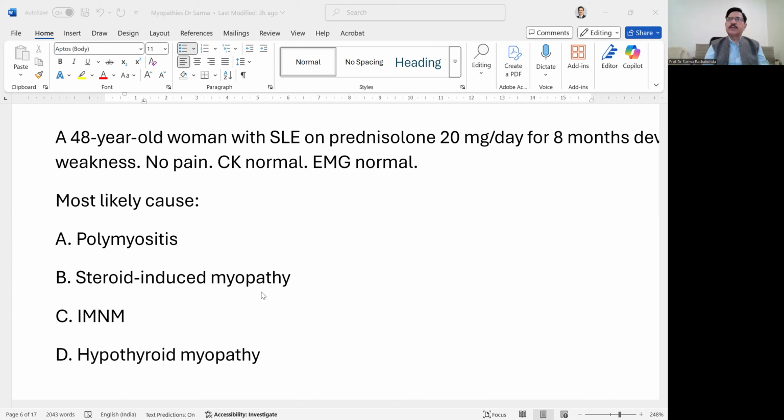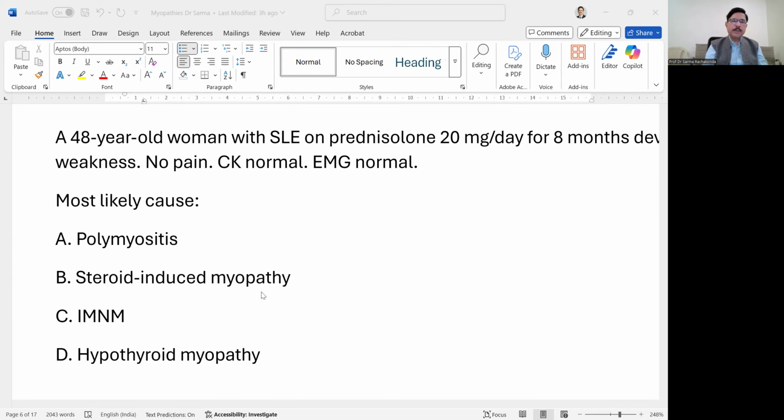If it is inflammation, immune mediated, it will not resolve after stopping the treatment, whereas here this will resolve after stopping the treatment. So the answer cannot be polymyositis. IMNM also is not the answer because IMNM is triggered by statin, not steroid. So hypothyroid myopathy.